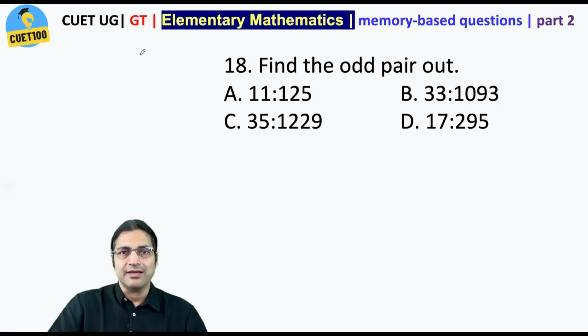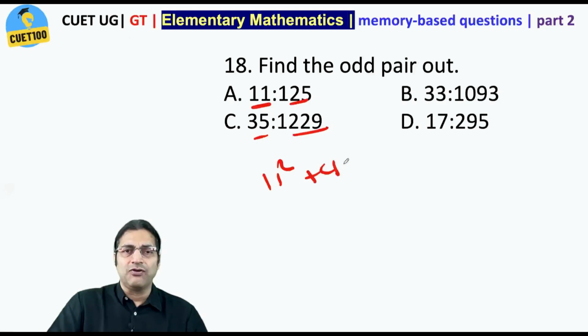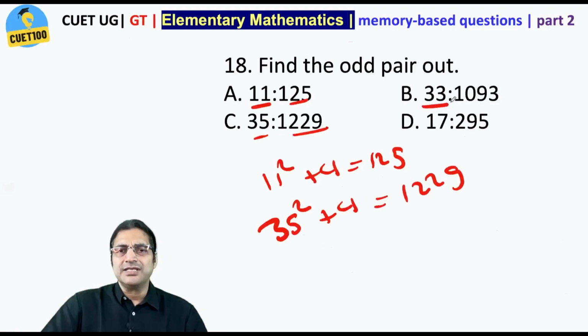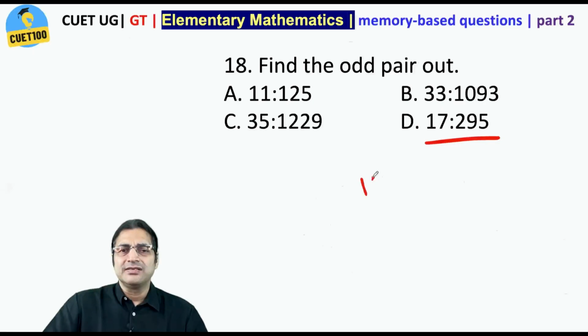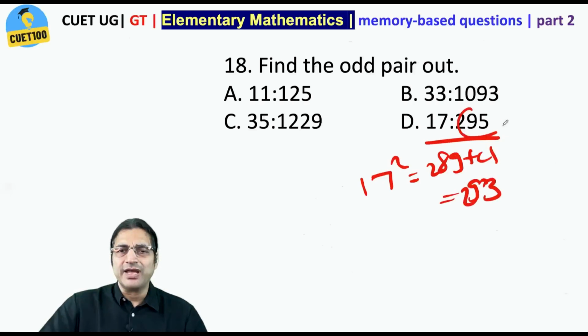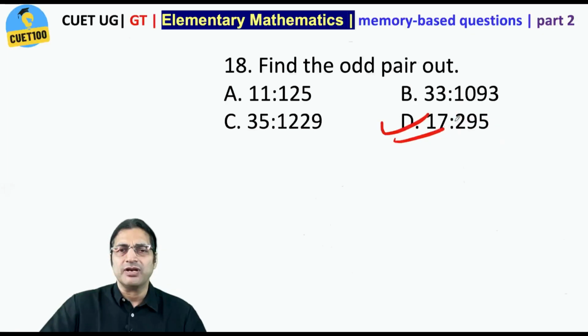All right. Okay. Find the odd pair out. 11, 125, 35, 1. Oh ho! 11 square plus 4 is 125, right? 35 square plus 4 is 1229. 33 square is 1089. Believe you me. So, 33 square plus 4 is 1093. All right. But what about 17? 17 square is 289. 289 plus 4 should be 293. Right. But what we have here is 295. So, this is the odd one out.